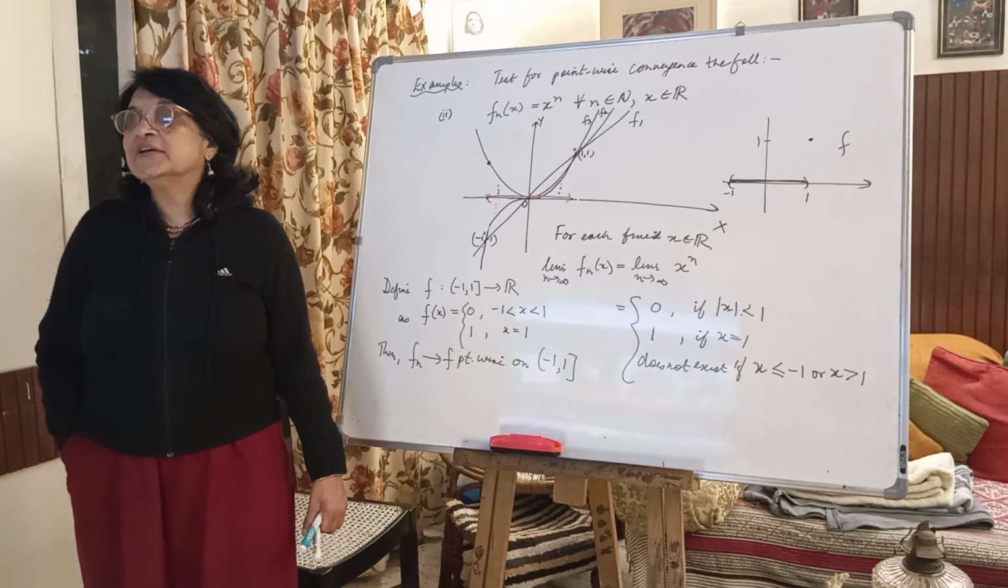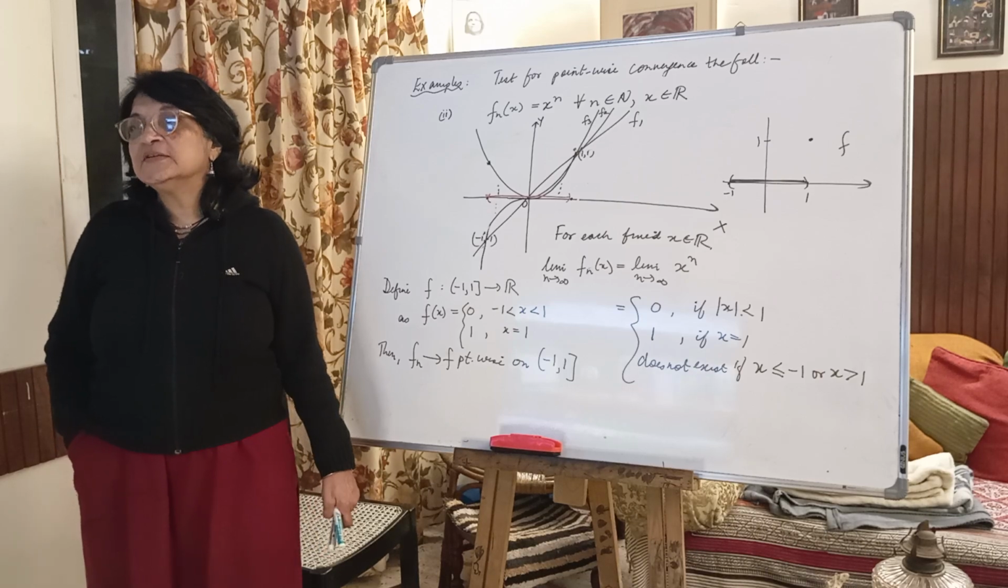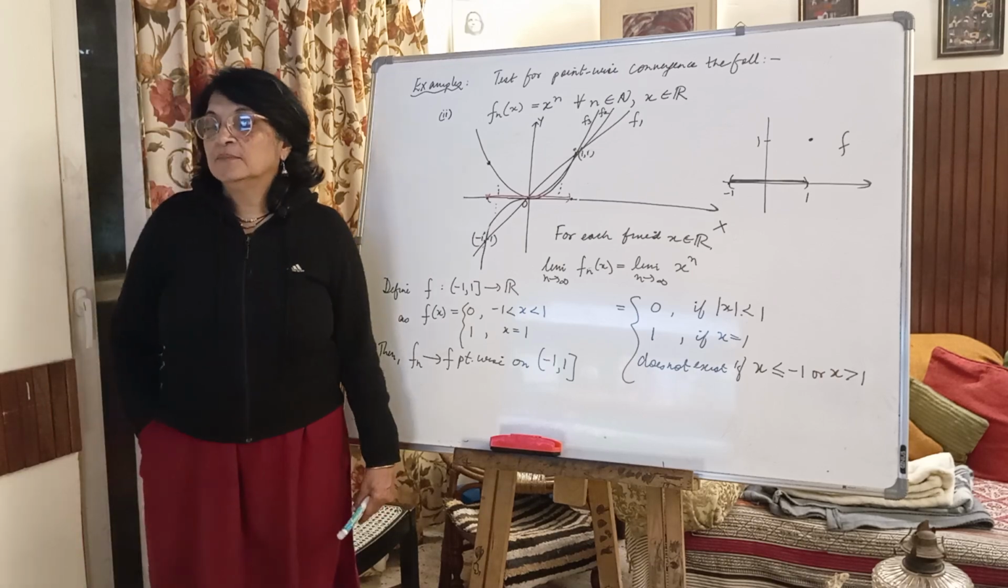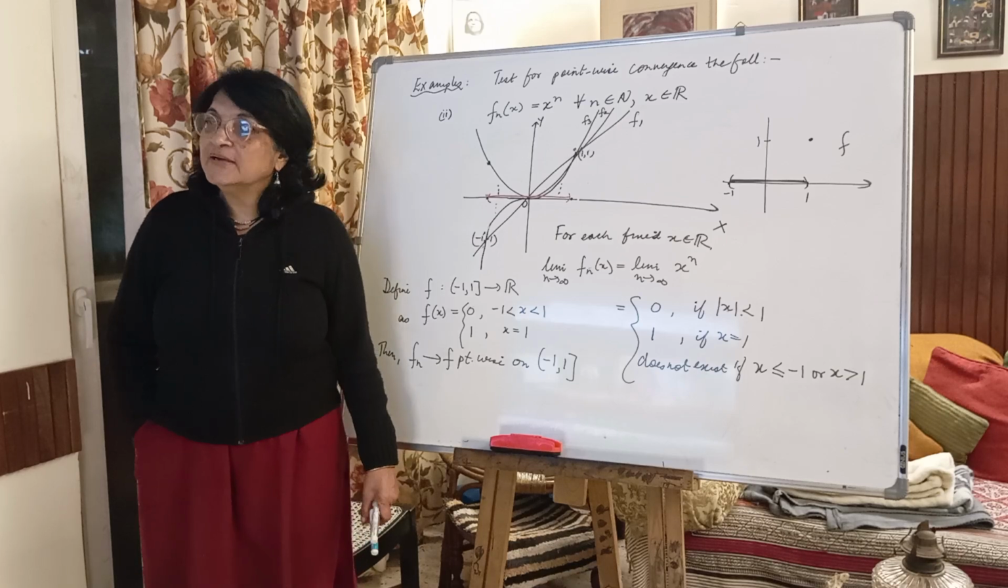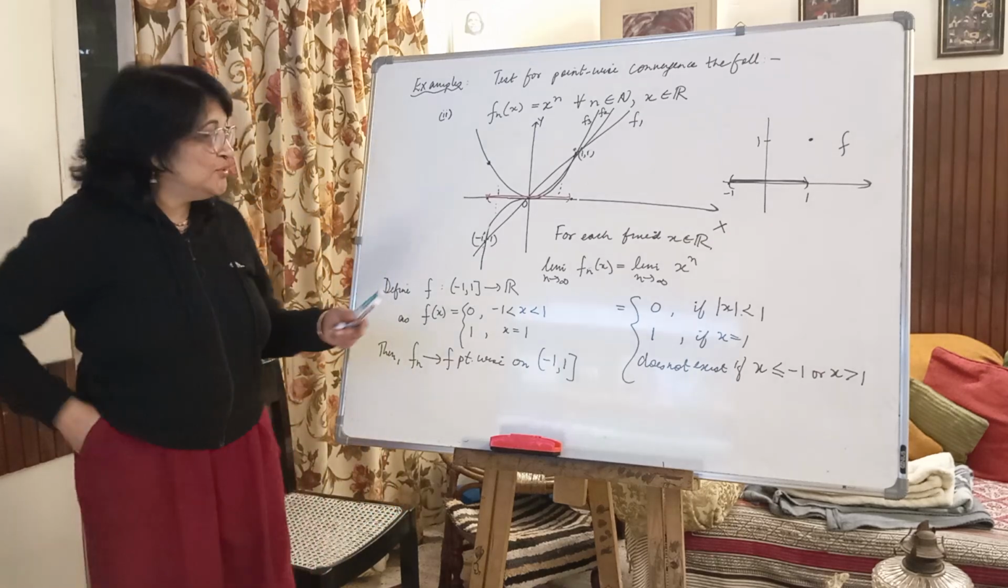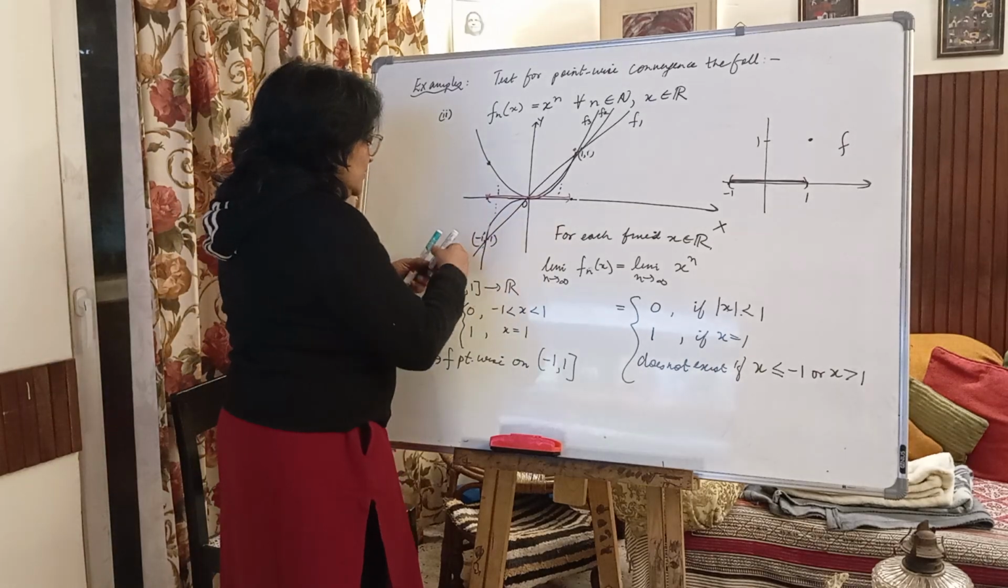We proved this using the sandwich theorem, that the geometric sequence converges to 0 if the common ratio lies between -1 and 1, open. Yes, I remember that. But when does it lie between -1 and 1? When mod x is less than 1. x is lying between -1 and 1. This is -1, this is 1.